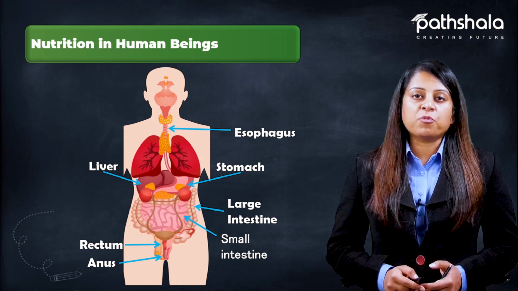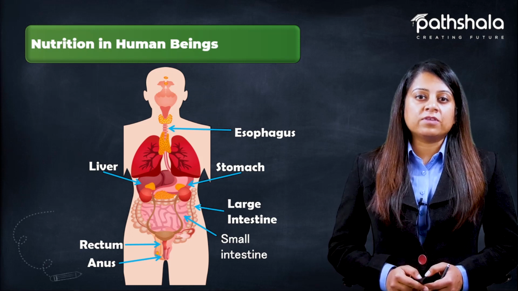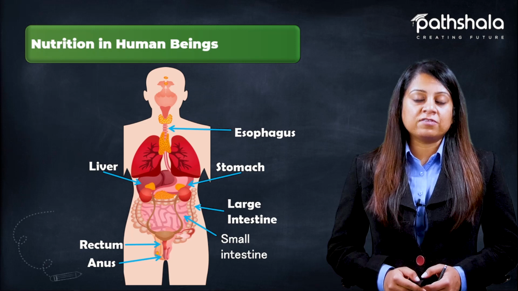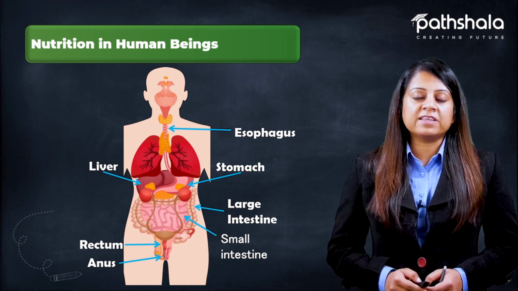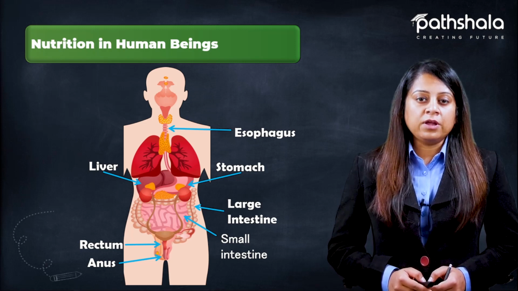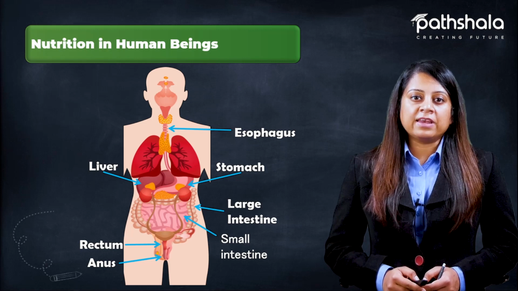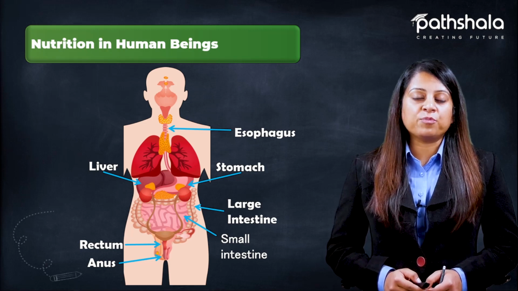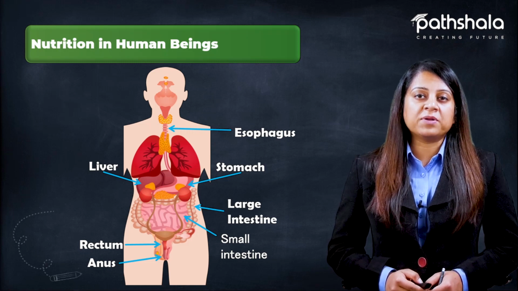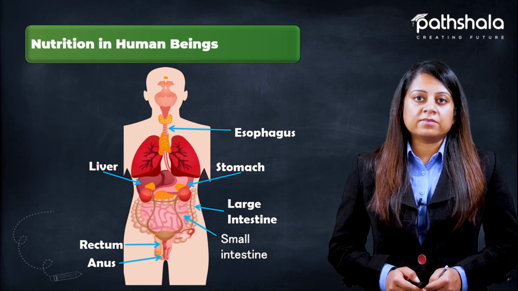The next is the small intestine, which is the longest part of the digestive system and it is approximately 6 meters long. It is surrounded by the large intestine, which helps in the absorption of water from the waste material, and further the waste material is ejected out from the body through the anus.